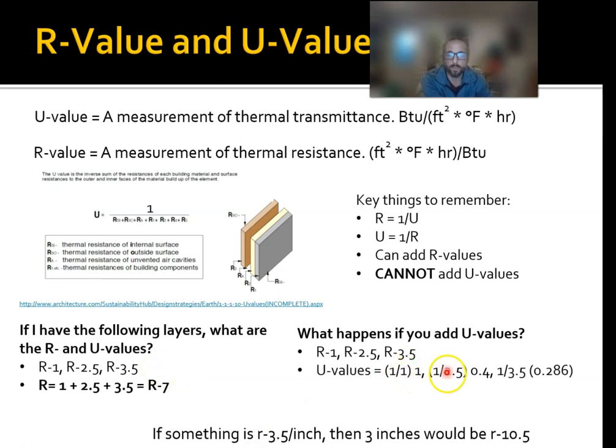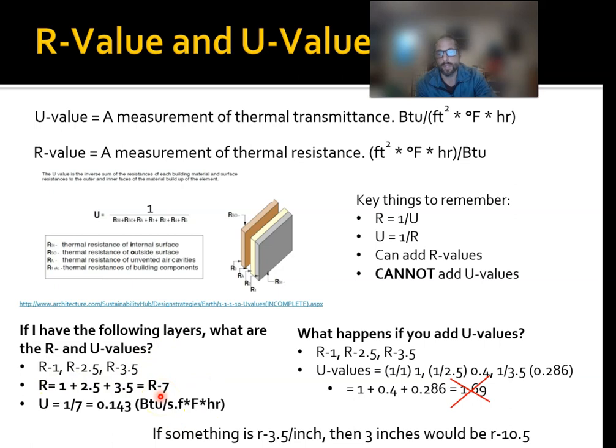So we get 1 over 1, which is 1, 1 over 2.5, which is 0.4, and 1 over 3.5, which is 0.286. So we add all those up, we get a 1.69. So that's wrong, and I'll show you, because the right way to do it is to add up all your R's, okay, and you end up with this R, and then you invert that, and it's 0.143. Okay, so that's actually the U value of those surfaces.